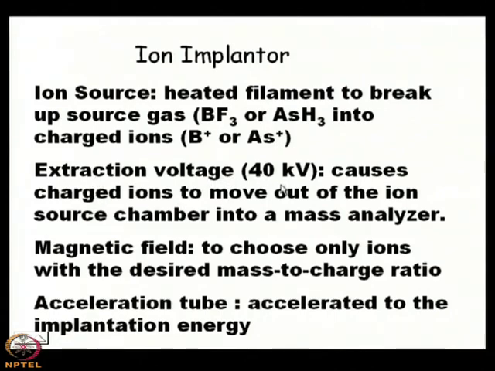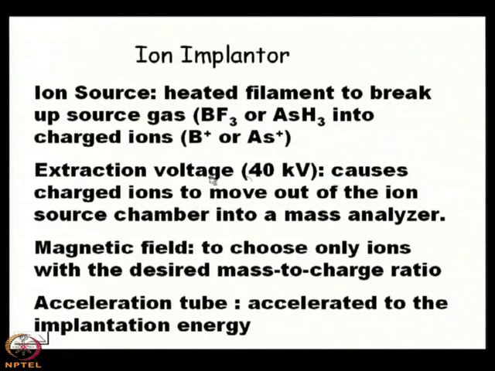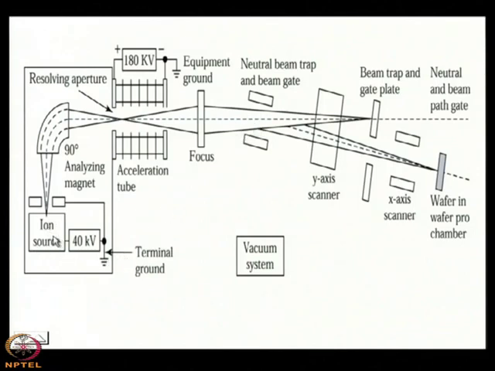Then there is an extraction voltage of 40 kV, a very high voltage. You see that this 40 kV voltage is connected with the ion source. This 40 kV extraction voltage causes charged ions to move out of the ion source chamber into a mass analyzer. Then there is a magnetic field to choose only ions with the desired mass to charge ratio, because for ions it is very important. Then it is sent to the acceleration tube, where it is accelerated to the implantation energy. So, this is the process: first there is an ion source, then you make the ion, you analyze the ion, and then it passes through the acceleration tube, where you can accelerate the ion to the proper energy.